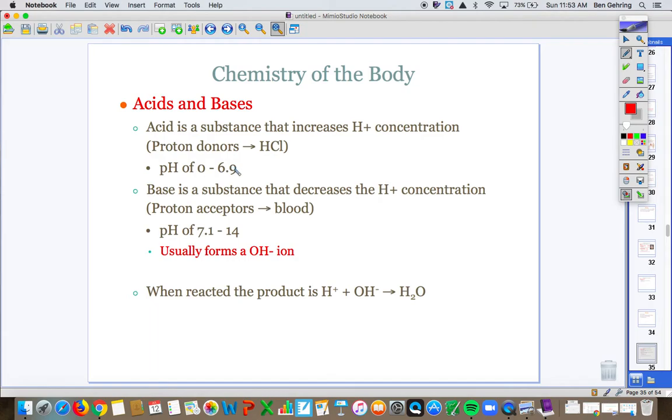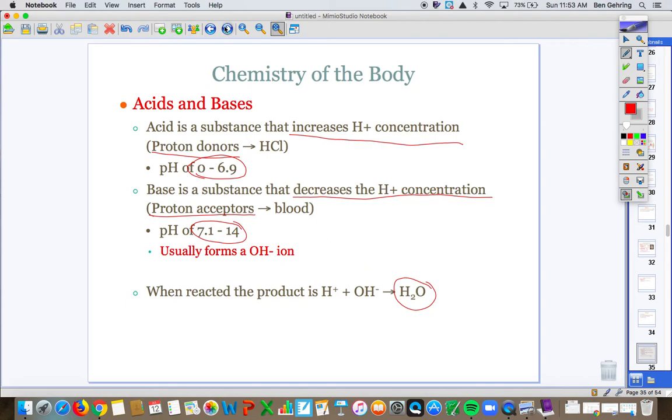All right, our last little segment, we're going to talk about acids and bases. And so acids are substances that increase your hydrogen ion concentration. They are considered proton donors. We talk pH scale, there was pH between 0 and 6.9. A base does the opposite, so it decreases the hydrogen ion concentration. So if acids donate protons, bases accept protons. They have a pH between 7.1 and 14. And when you mix an acid plus a base, you produce water and a salt along with that.